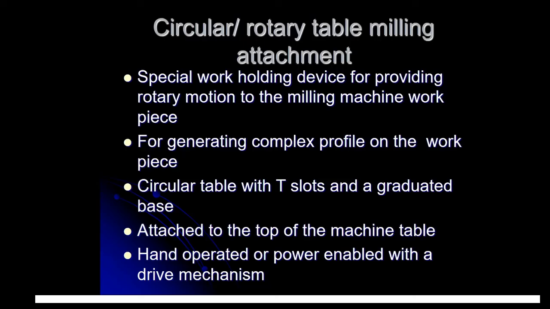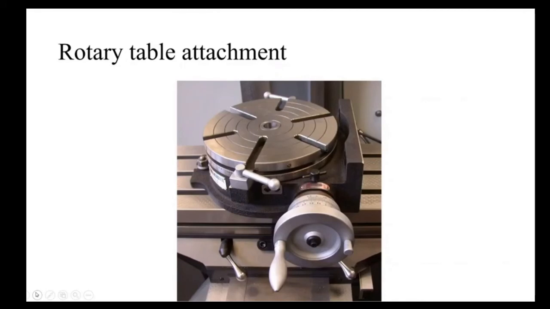Next is circular milling attachment or rotary table milling attachment. These are special work holding devices for providing rotary motion to the workpiece in a milling machine. They are used for generating complex profile on the workpiece surface. It consists of a circular table with T-slots and a graduated base for rotary motion. It is attached to the top of the milling machine table. They are either hand operated or power operated with a special drive mechanism attached. This shows a rotary table milling attachment.